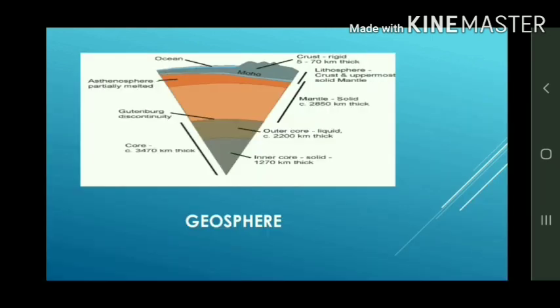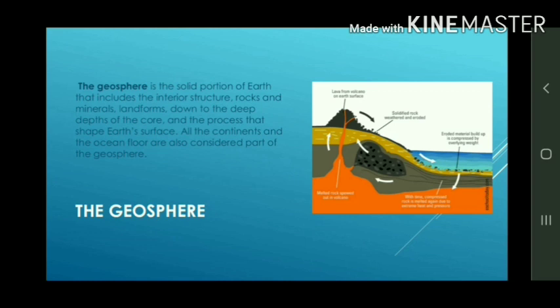So let us now discuss what is a Geosphere. The Geosphere is the solid portion of Earth that includes the interior structure, rocks and minerals, landforms, down to the depths of the core, and the processes that shape Earth's surface. All the continents and the ocean floor are also considered part of the Geosphere.